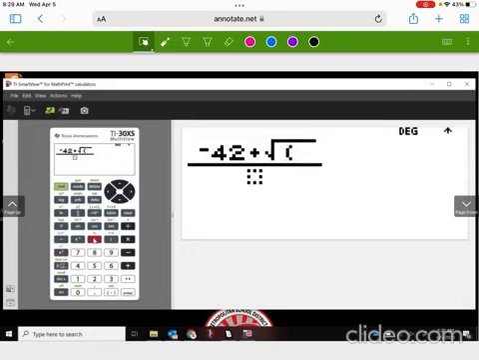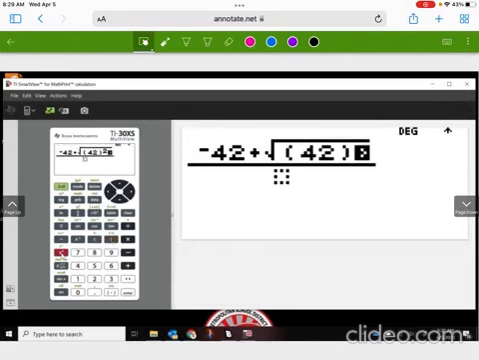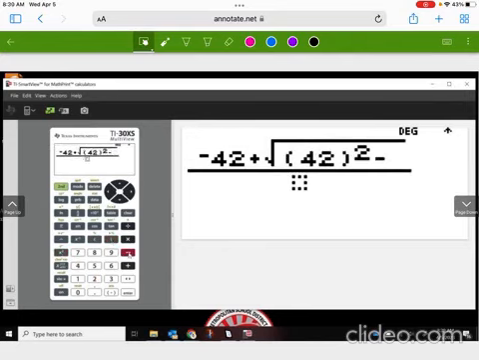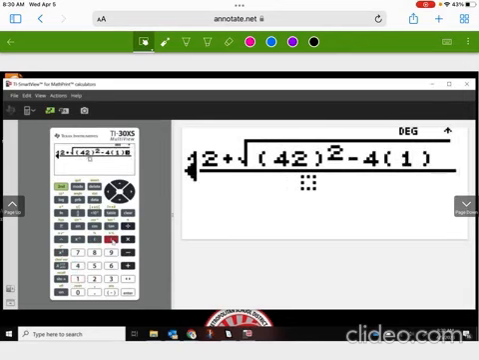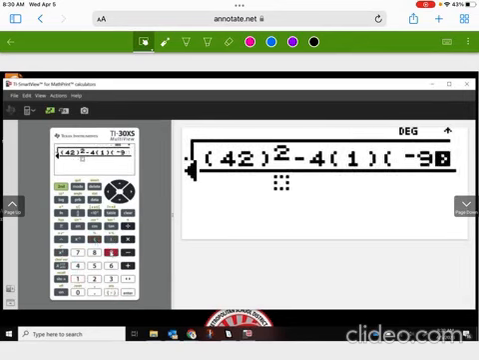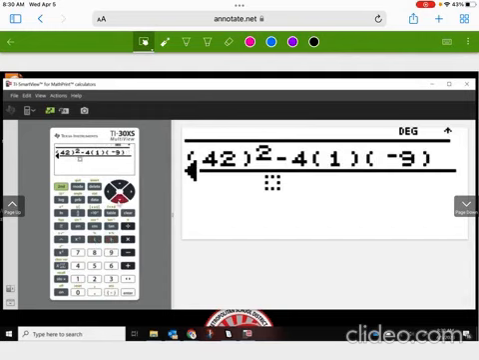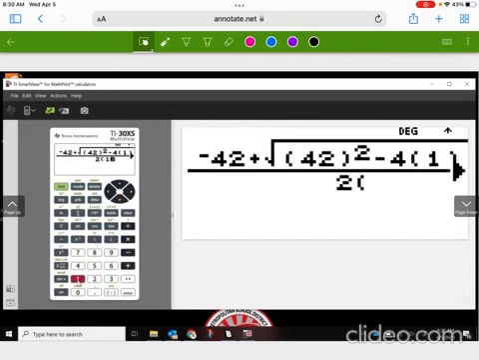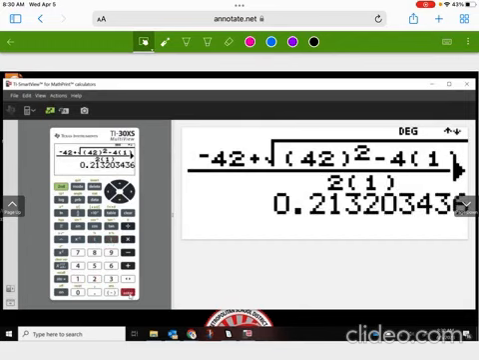I always substitute things in parentheses because it makes sure we don't have sign issues. So we're going to put our 42 squared minus 4 times 1 times negative 9, all over 2 times 1. And it'll spit out 2.13 and so on. So that's one of our solutions, x equals 2.13.